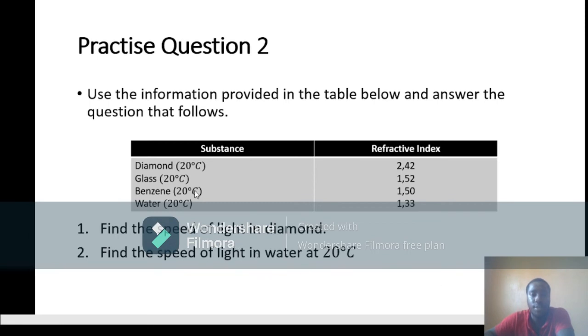You also try to find the speed of light in water and try to compare the two, because you can already see that the refractive index of diamond is bigger than the refractive index of water. Then when you're looking at the speed, please try to compare the two and then maybe try to come up with an explanation of what exactly is happening there. Please feel free to pause the video, work through the question, and when we are done, continue. I'll provide the answers at the end of the session.